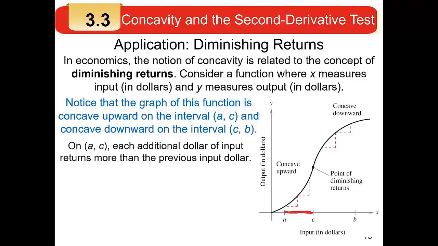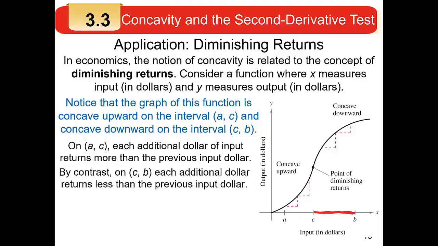What the setup for that is: because the curve is increasing so much more rapidly before you get to that point of diminishing returns, each additional dollar of input returns more than the previous one. In other words, that's a good thing. Increasing your advertising, for instance, if you're advertising a product, might increase your sales enough to make it worthwhile. On the other hand, once you get past that point of diminishing returns, you don't get as much return for your dollar.